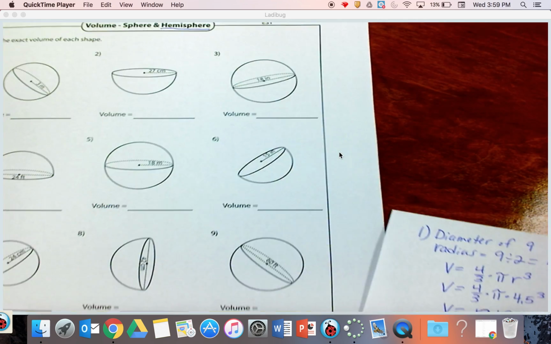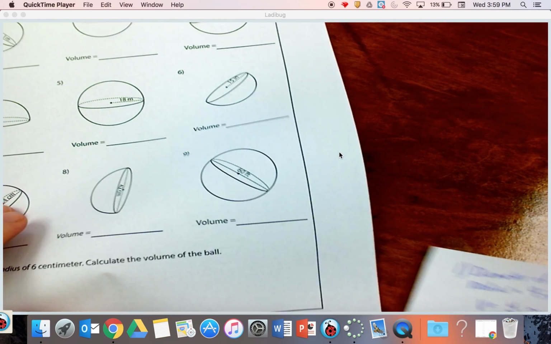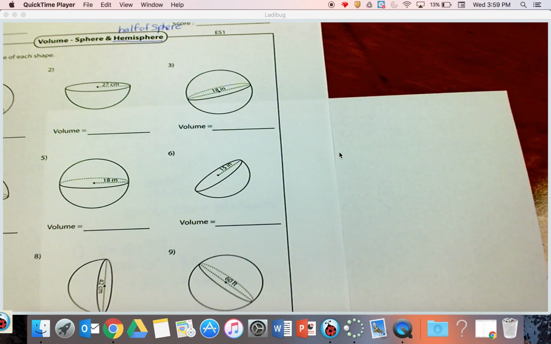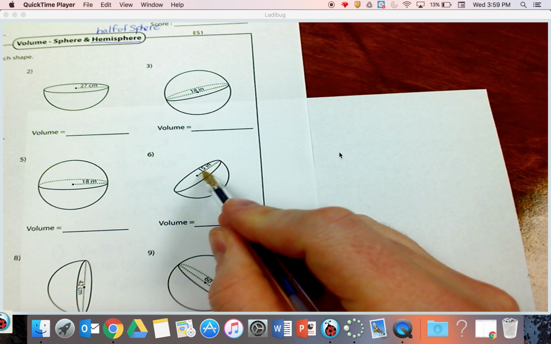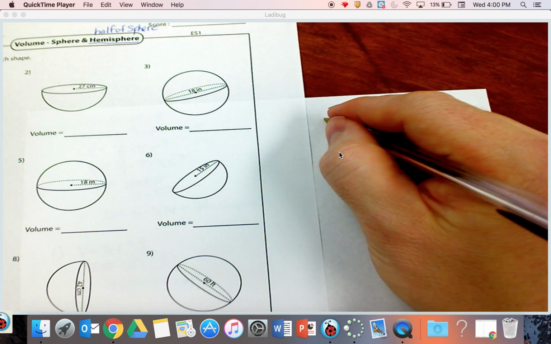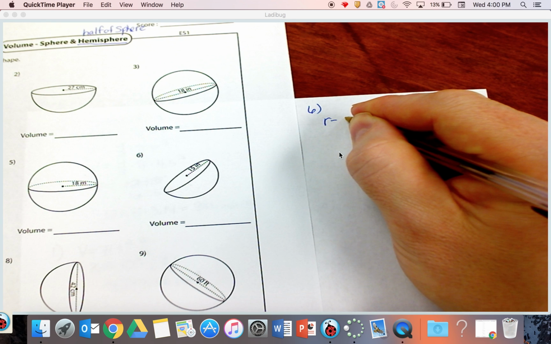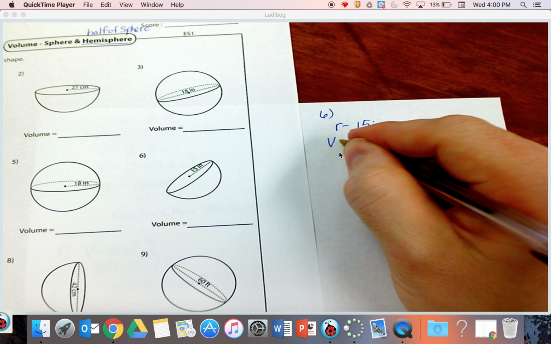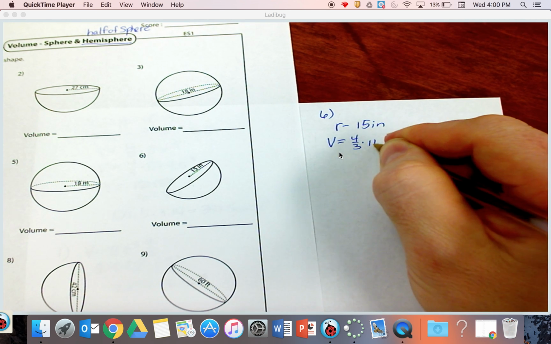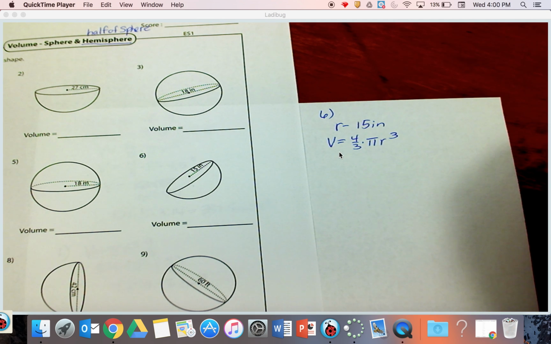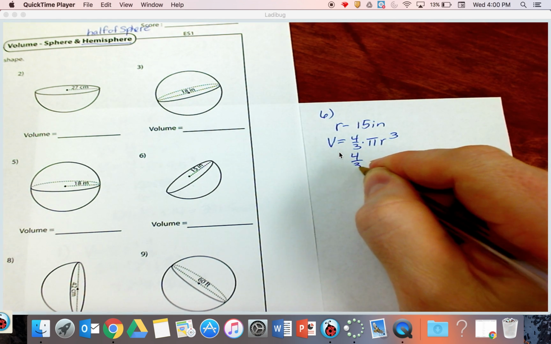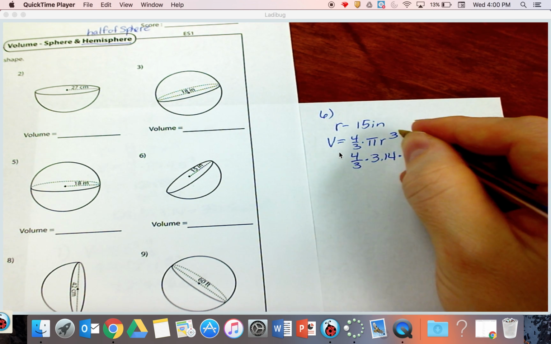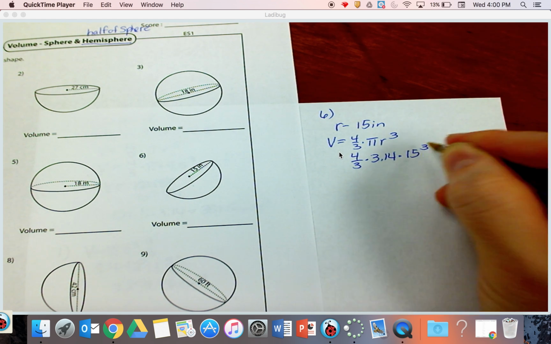So let's work that one out. I'm going to pull out my paper here. We're looking at number 6. What information do I have here on number 6? I'm given a radius since it's half. So I know that my radius on number 6 is 15 inches. I can now jot down my formula, 4/3 times pi r cubed, and fill in what I know. So I know 4/3, I know pi is 3.14, and I know the radius is 15 cubed.